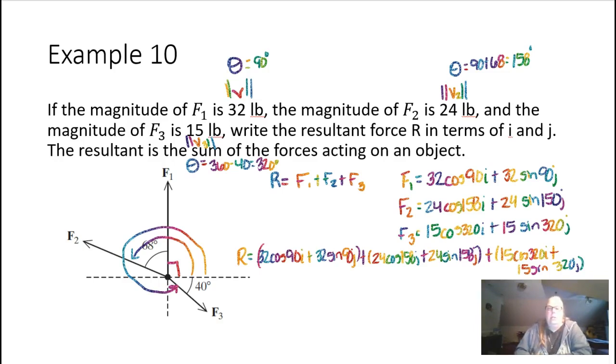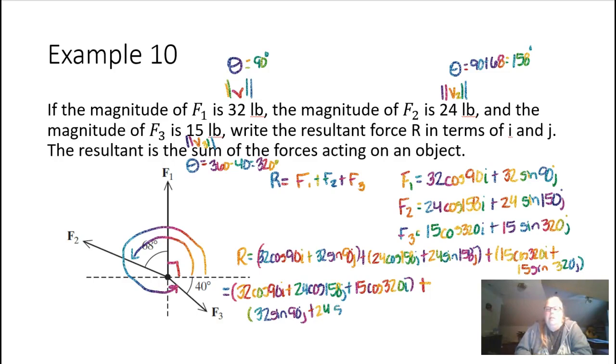And now we would just add our like terms. That means we'll have 32 cosine 90I plus 24 cosine 158I plus 15 cosine 320I plus 32 sine 90J plus 24 sine 158J plus 15 sine 320J.